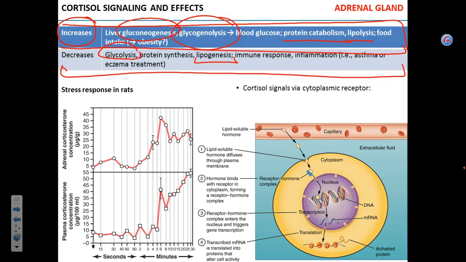This picture shows you, that arrow shows when the stress was exerted, and then you can see cortisol goes up in rats. It's rats. Expose them to stress and cortisol goes up. It takes minutes, not seconds.